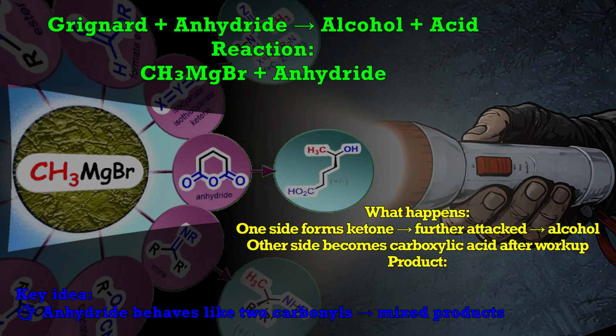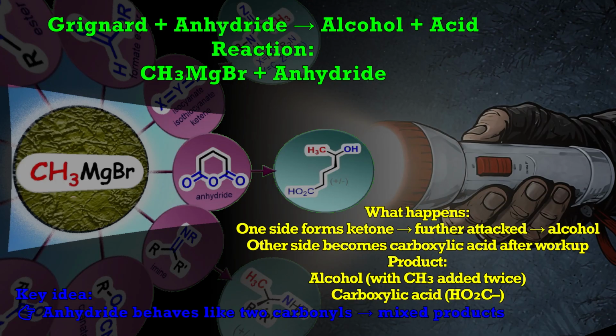Reaction 7. Grignard plus anhydride gives alcohol and acid. Anhydrides have two carbonyl groups. One side reacts to form a ketone, then gets attacked again, giving an alcohol. The other side becomes a carboxylic acid. Key idea: anhydrides give mixed products.